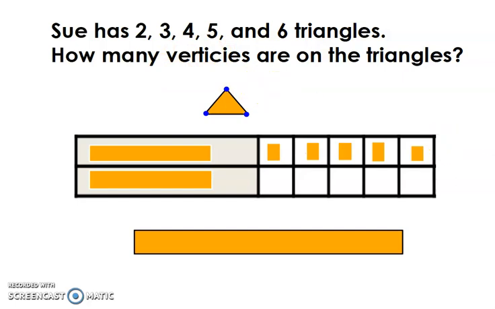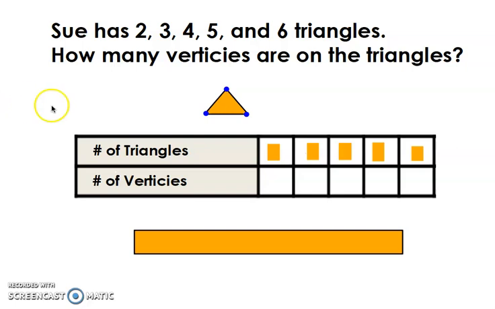So in order for me to fill out this table, I have to think about what they're asking me. They're asking me about triangles. They're asking me about vertices. So I have my titles, number of triangles, number of vertices. And they're also telling me how many triangles. So I'm going to put my numbers on the chart. And all I have to figure out is how many vertices. But because I know 1 times 3 equals 3, I know what I will be doing is multiplying times 3.